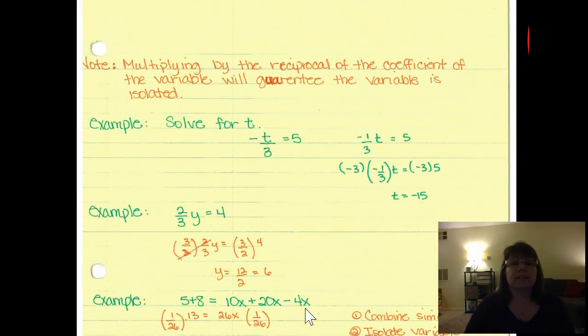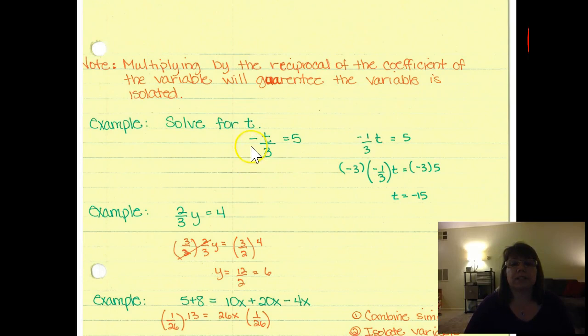All right. So when we're multiplying by the reciprocal of the coefficient, we guarantee that the coefficient in front of the variable will be 1. Therefore, the variable will always be isolated. Now, it might not always be obvious what we need to multiply by, but if we always use the reciprocal of whatever the coefficient is, we're guaranteed to get 1.